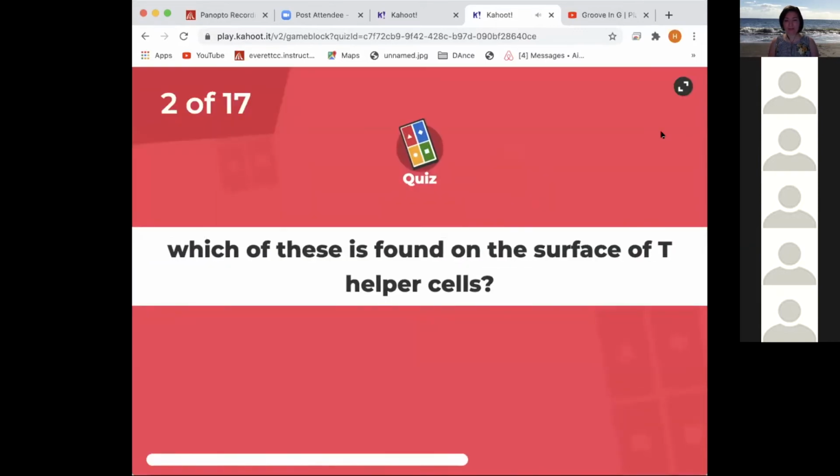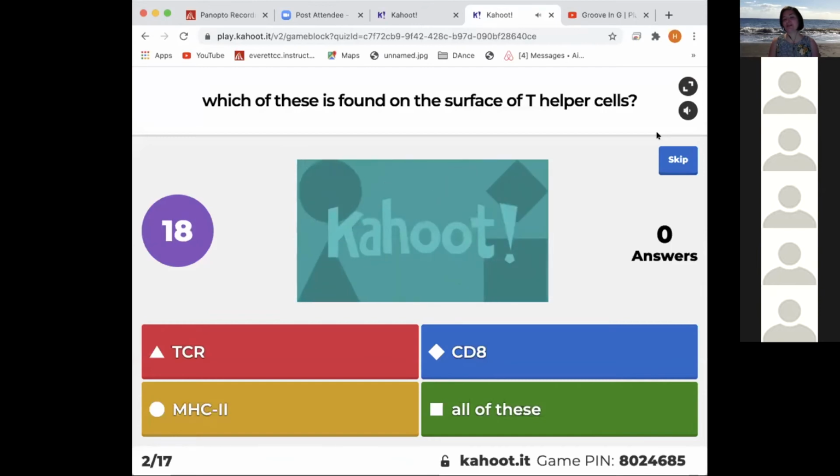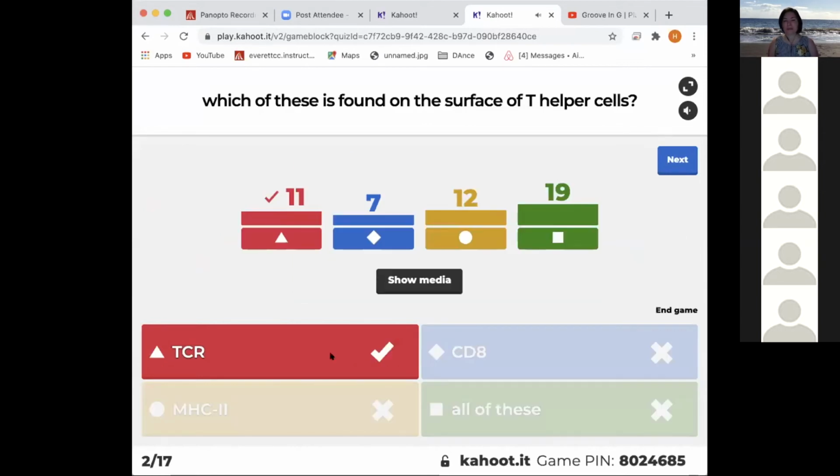Which of these is found on the surface of T helper cells? T-cell receptors. MHC2 is found on antigen-presenting cells, not on the T helpers. It's what the T helpers look at. CD8 is found on cytotoxics.